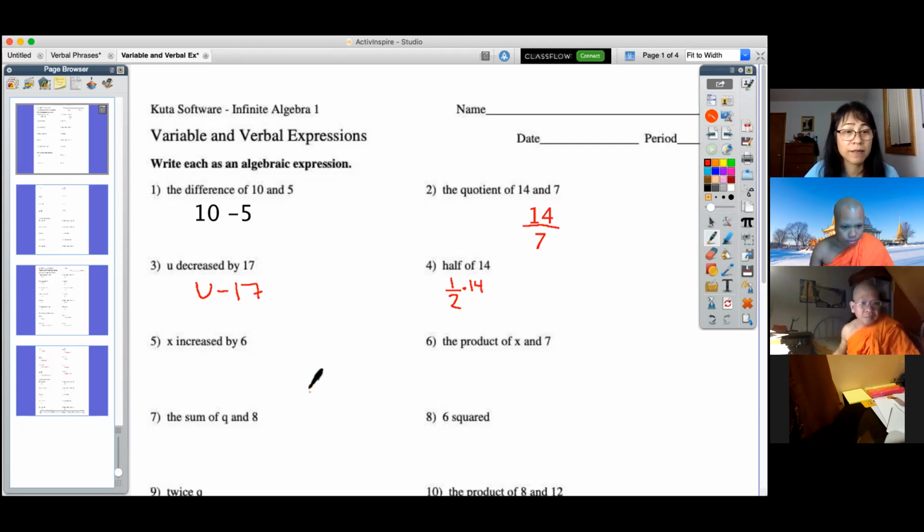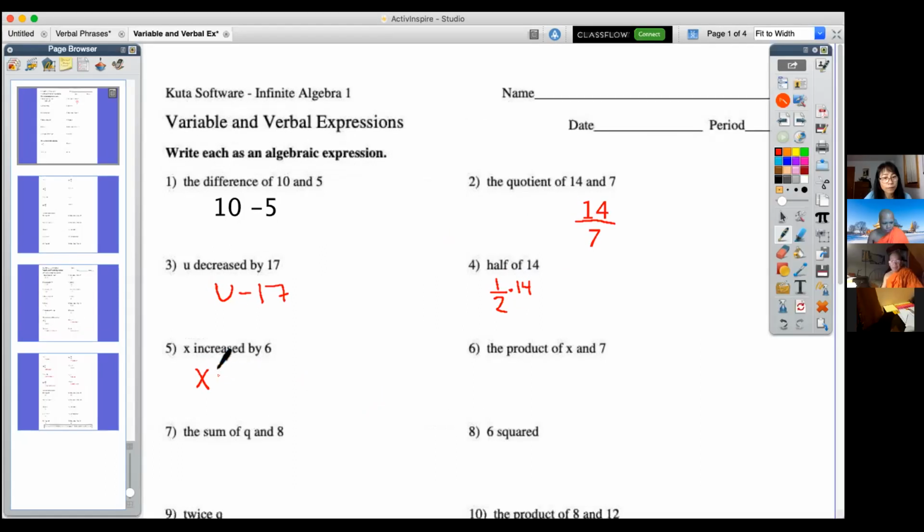What about 5? 8 multiplied by 6. Okay, what about 6? Product, right? 8 multiply 7. Okay, so this is good.